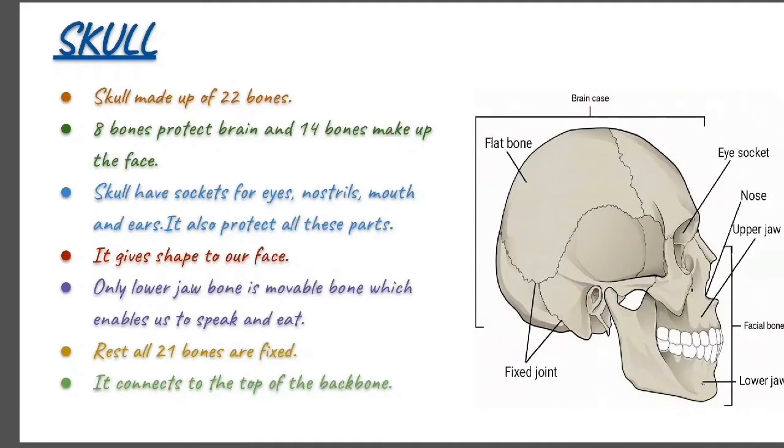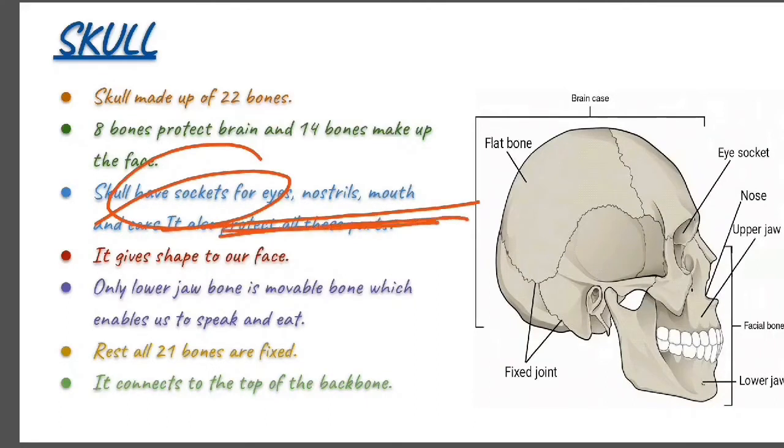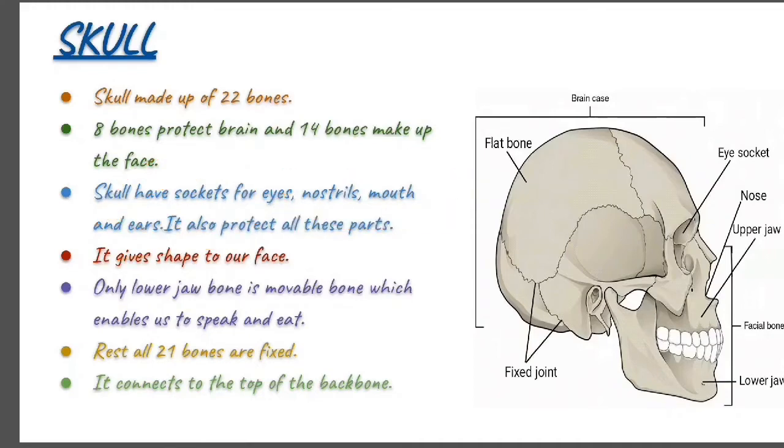The skull has sockets for the eyes, and you know what other parts are in our face: eyes, nose, jaw. These all contain a kind of bone, and these bones have sockets. A socket is a space into which something fits, such as your eyes. So the skull gives the place where your eyes, nostrils, mouth and other parts get fixed, and all these parts get protected here. It also gives the shape of our face.